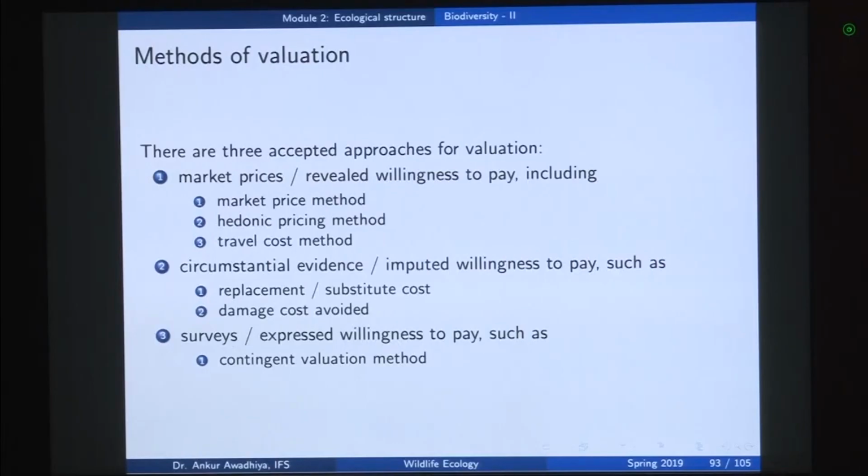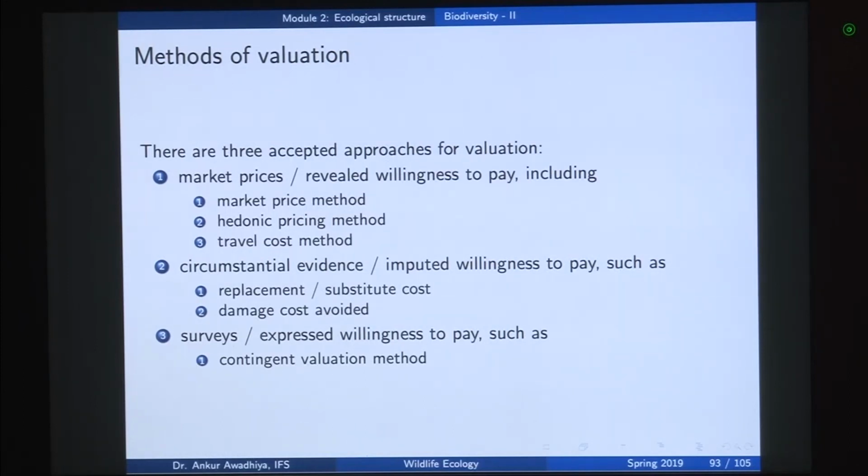Now, we looked at different kinds of values, but then can we put a rupee value or a dollar value to all of these different values? So, now we come to the methods of valuation of all of these. So, there are three accepted approaches for valuation. The first one is called the market price method. So, in the case of the market price method, we go for the direct use of biodiversity.